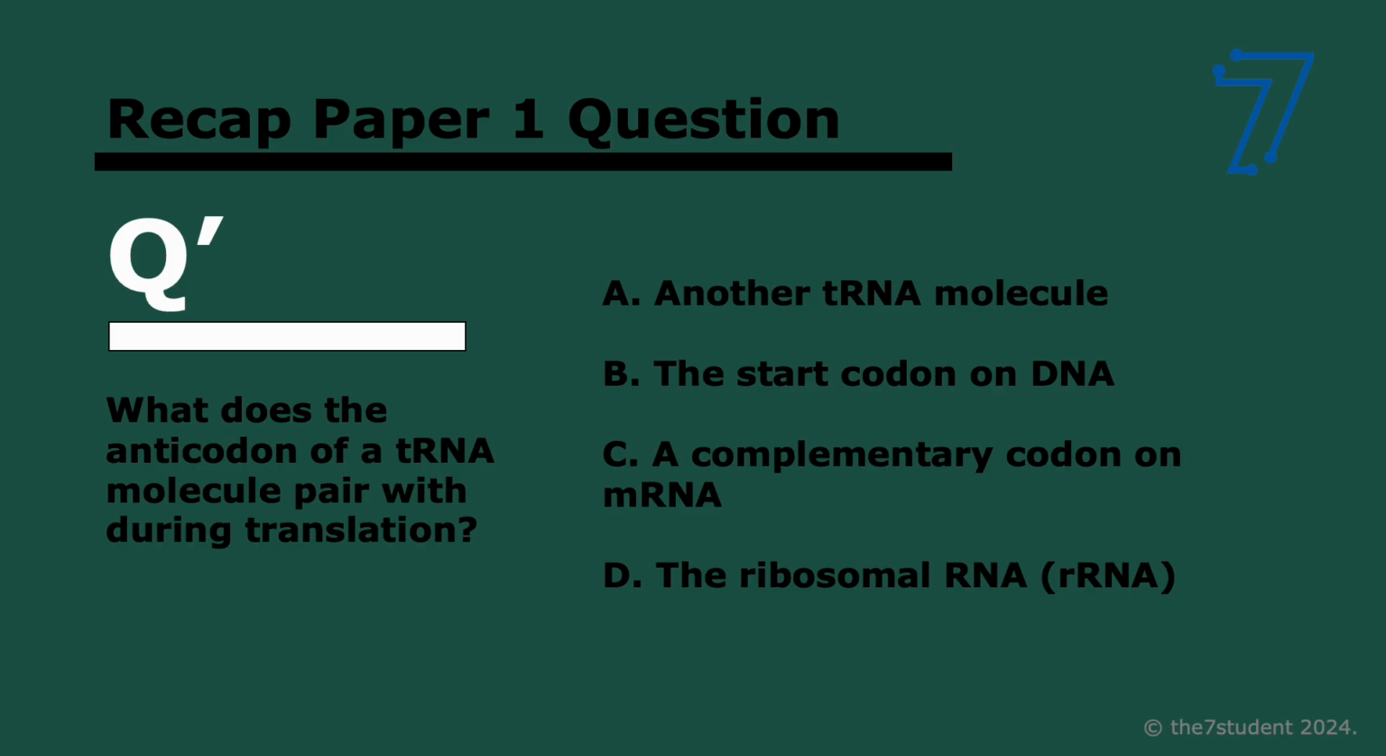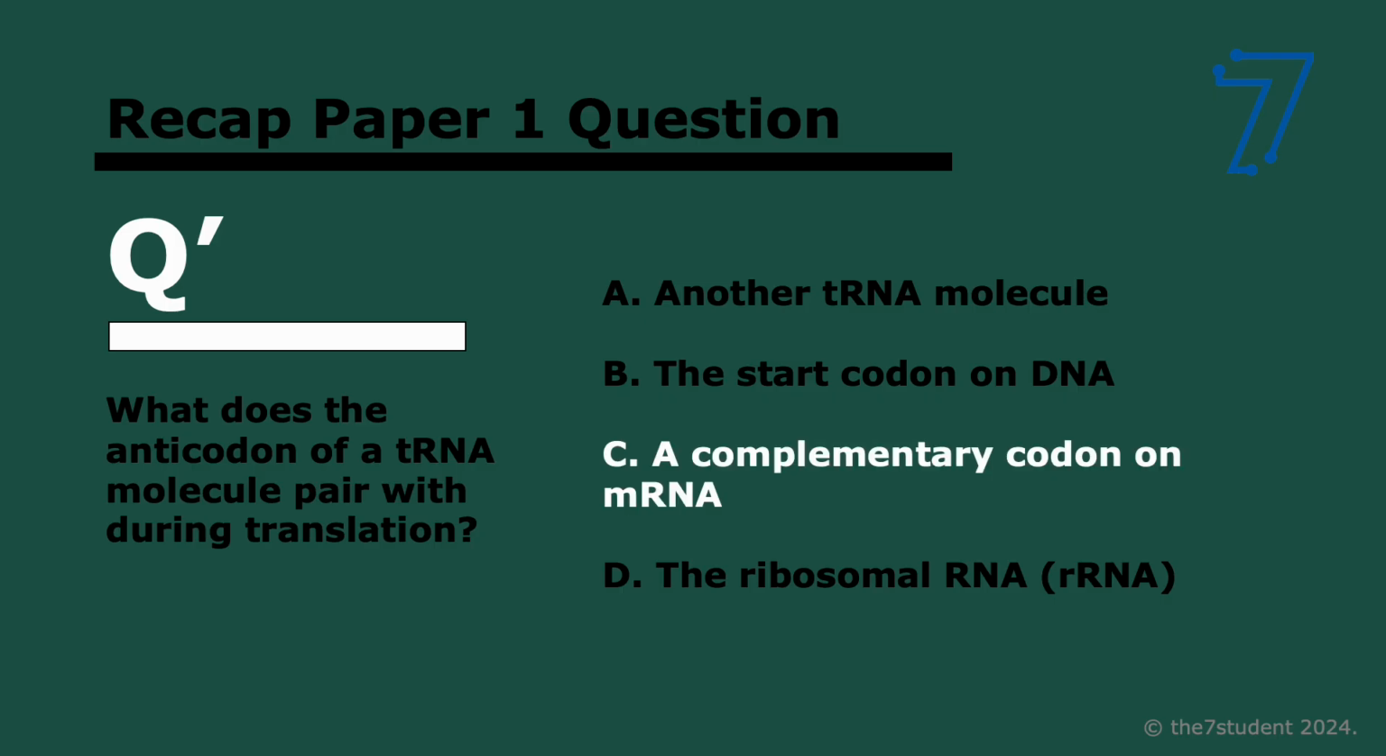Let's do some questions. So the first one is, what does the anticodon of a tRNA molecule pair with during translation? Pause now, and I'll let you think, but I'm going to count down from 3 and say the answer. So 3, 2, and 1. Okay. So remember, the anticodon of a tRNA, and the tRNA contains the amino acid, and then that binds to a complementary codon on the mRNA, right?